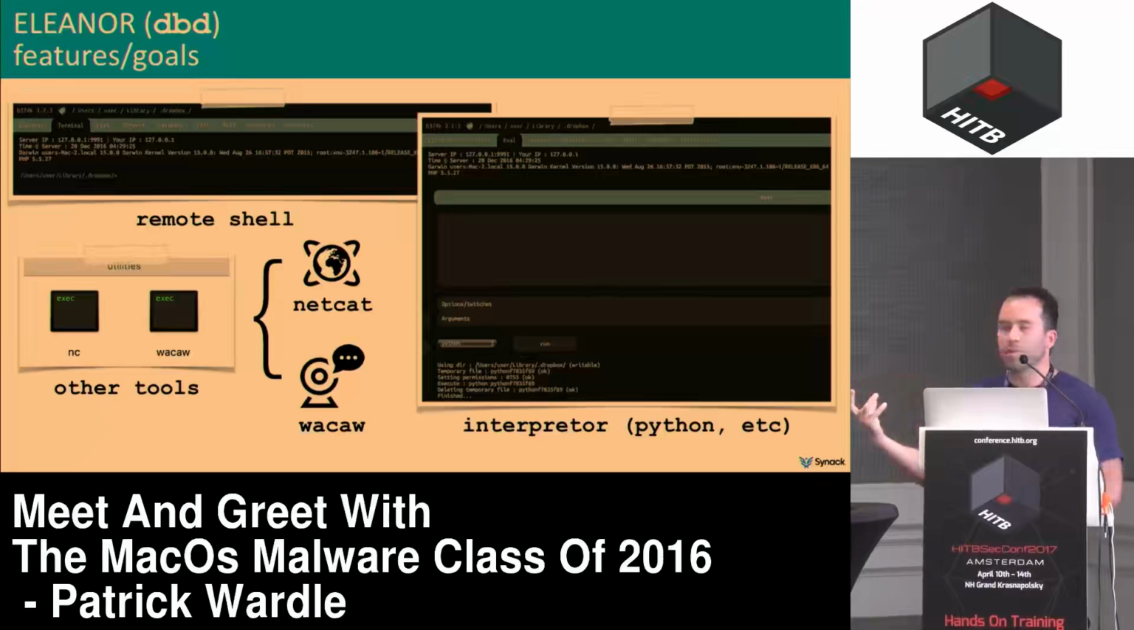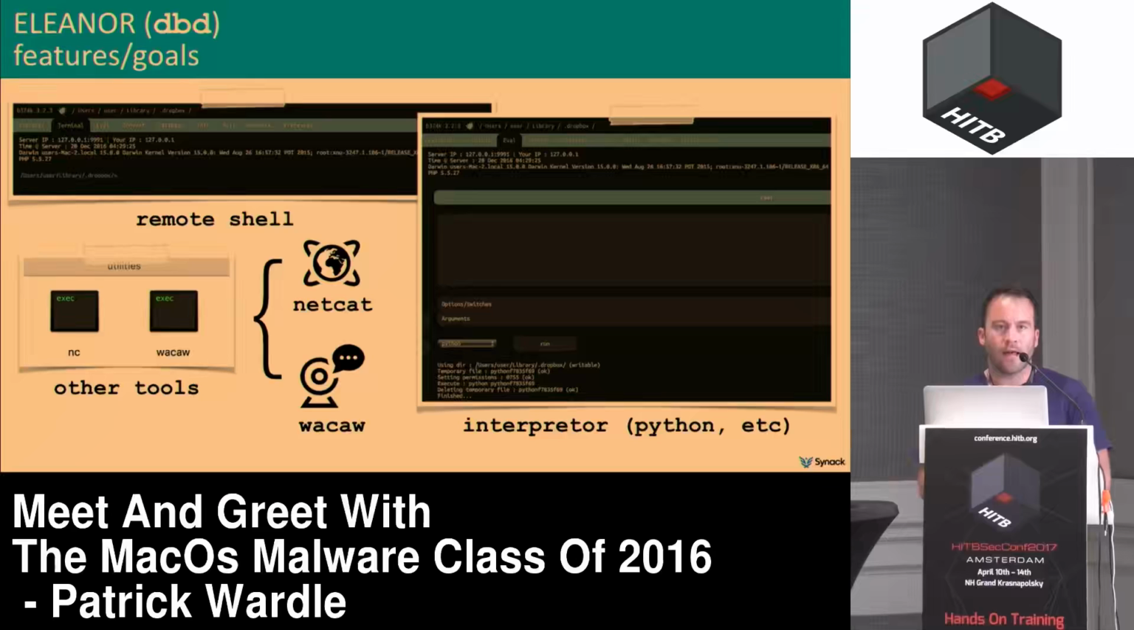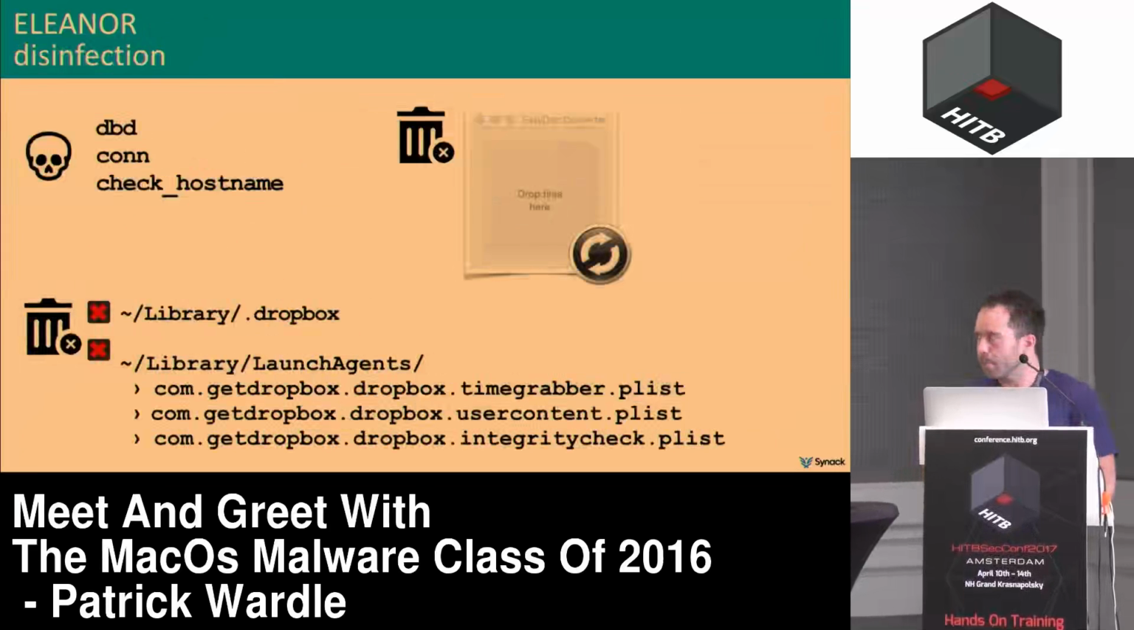Now, the malware was also distributed with two utilities: Netcat, which we all hopefully know what it is, and another tool called Wacaw. Wacaw is an open source utility that allows an attacker or anybody to capture video off the webcam. So again, this malware shipped with a utility that the attacker could execute via the PHP backdoor to record the user via their webcam. It's pretty easy to remove Eleanor from an infected computer. You basically just delete the launch agents and the launch agent plists, and then the computer has been essentially disinfected.